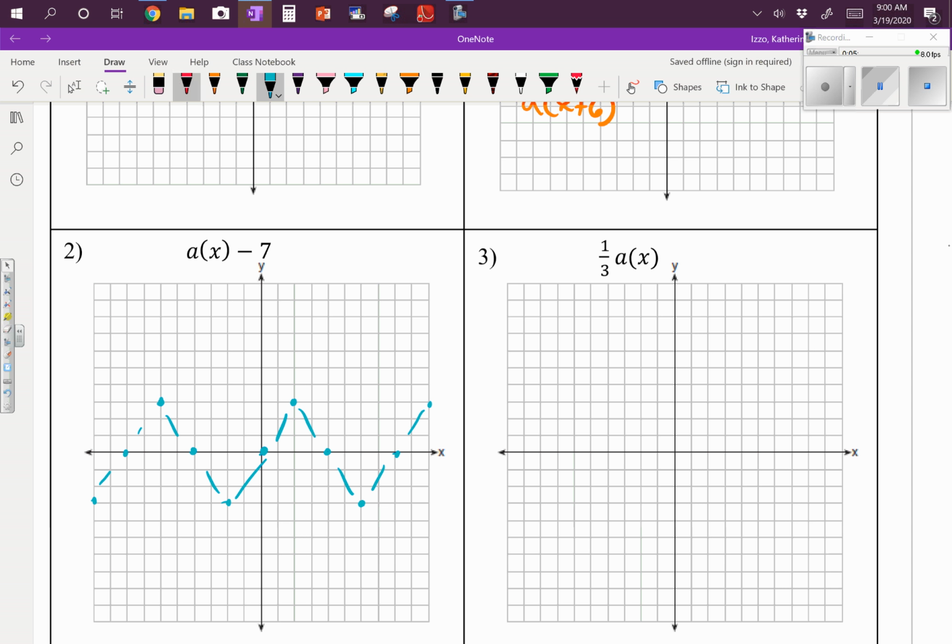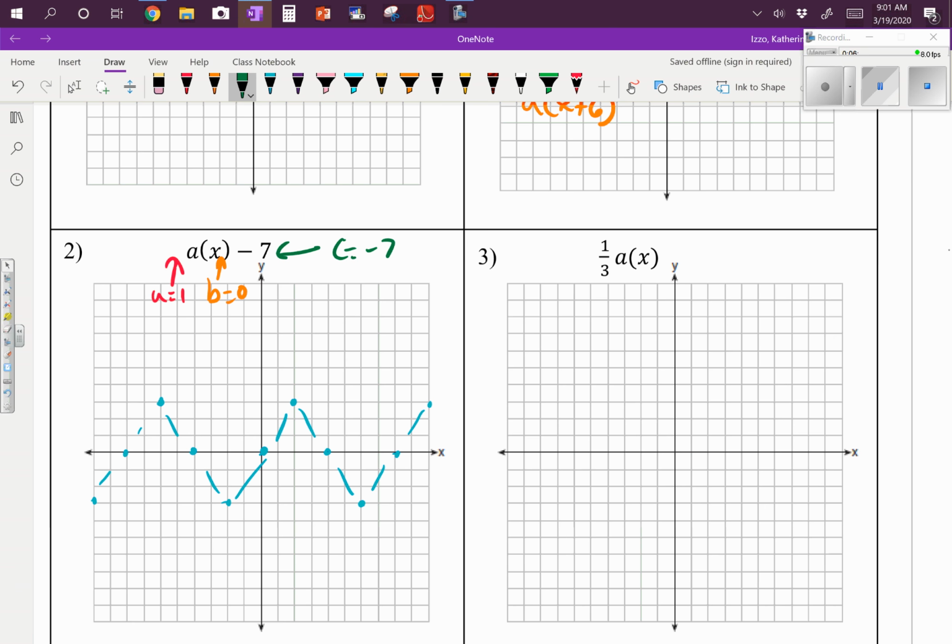Okay, this one, there is nothing in front, so A must equal 1. There's nothing in the parentheses, so B must equal 0. And we have a C. Good job, Squirrel. So what does the C mean? We got to move it up or down. Good job. So C equals a negative.